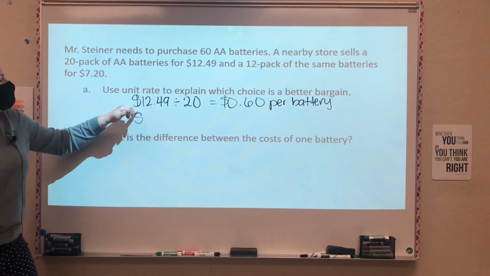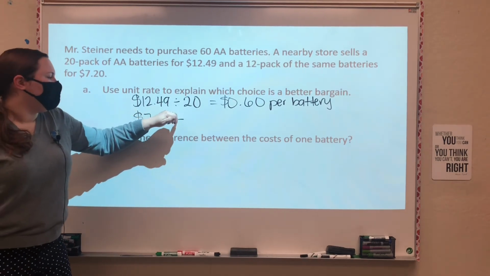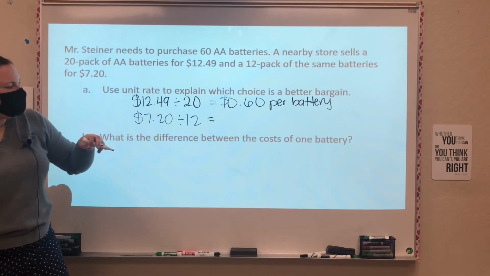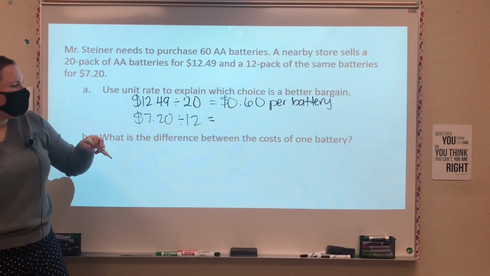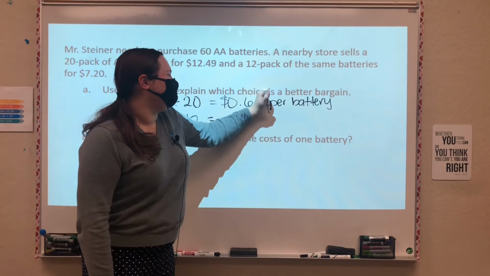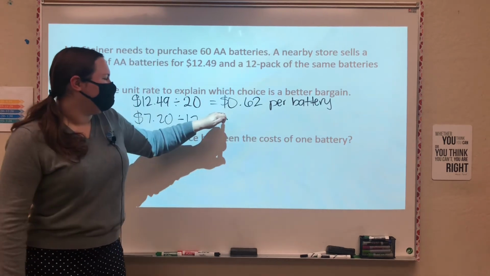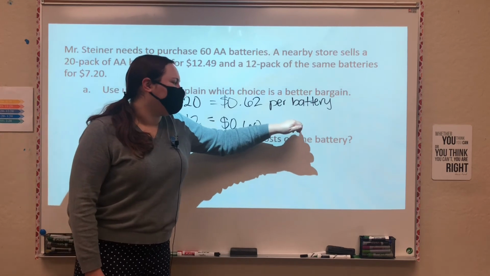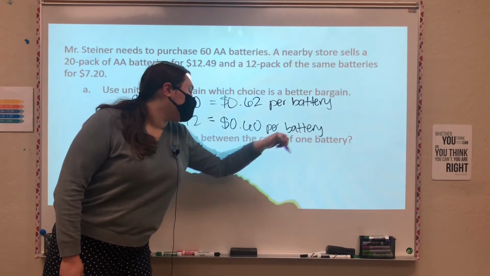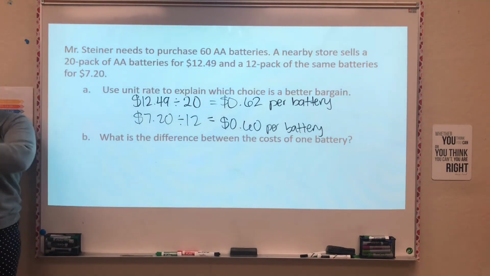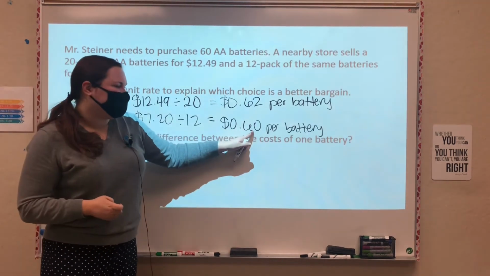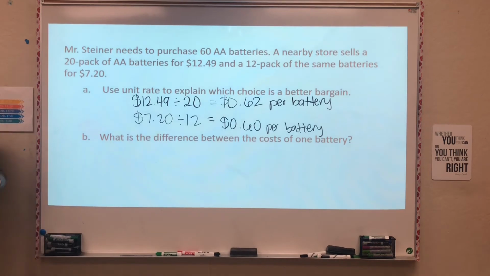720 divided by 12. And that gives you, the top one gives you 62 cents. And the other one gives you 60 cents per battery. There you go. Okay, and you're saying per battery. Yep. So again, picture a pack this time of 12 batteries. In that pack, each battery costs 60 cents. We are trying to figure out which one is the better bargain.